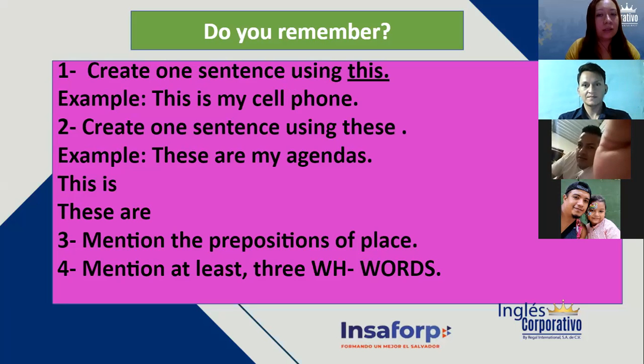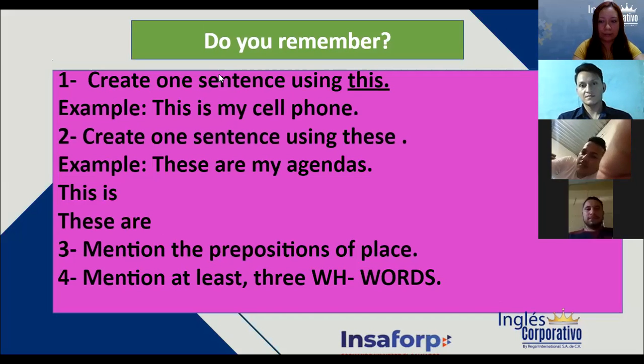Create one sentence using this. Let's see, who wants to start? I'm going to improvise. So using this, for example, this is my marker. Who wants to continue? A sentence using this.